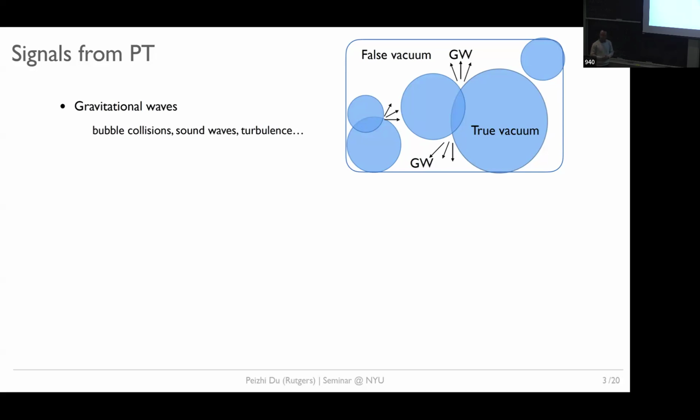These are sound waves in the MeV universe, not baryon-photon sound waves, like the much earlier plasma sound waves. Is that right? For the electroweak phase transition, it will be the standard model plasma around that scale, of course. Yeah, so during this process the bubbles can also perturb the plasma, and that also sources gravitational waves.